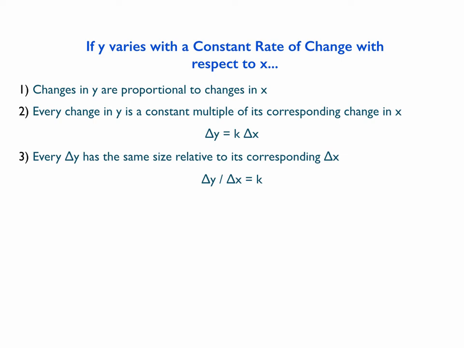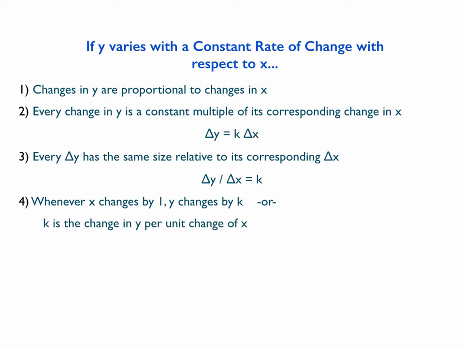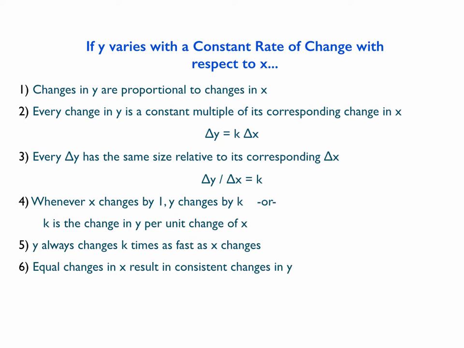Right? And so we represent that using the quotient. When we talk about relative size, we're talking about a quotient. Whenever x changes by 1, y changes by k. Or k is the change in y per unit change of x. Those are two equivalent ways of saying the same thing. Y always changes k times as fast as x changes. Equal changes in x result in consistent changes in y. X and y are in a linear relationship with a constant slope.